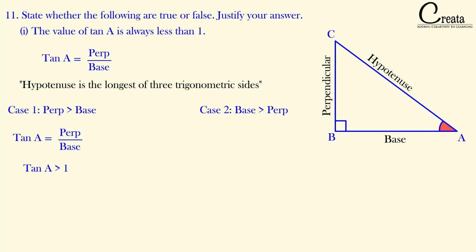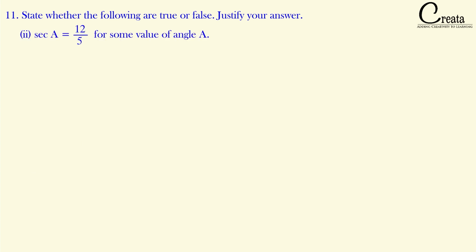In the second case, base is greater than perpendicular. Here the value of tan will be less than 1. So we got that the value of tan can be greater than 1 or less than 1. So this statement is false. That is, the value of tan A is always less than 1 is false. And that is the answer of the question. Tan value can be greater than 1 and tan value can be less than 1. Got it? Let's move to second part.